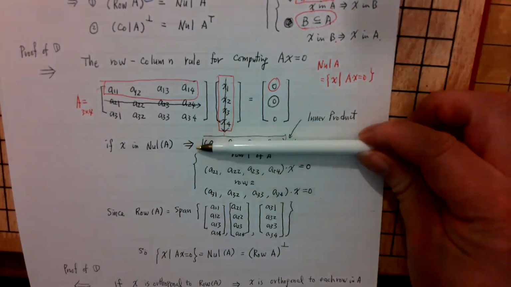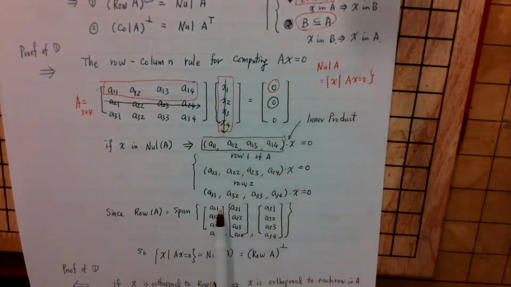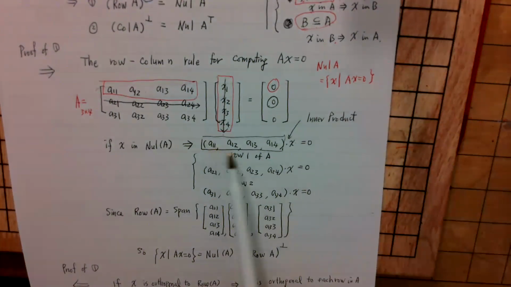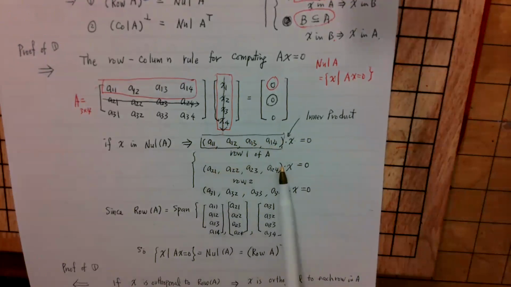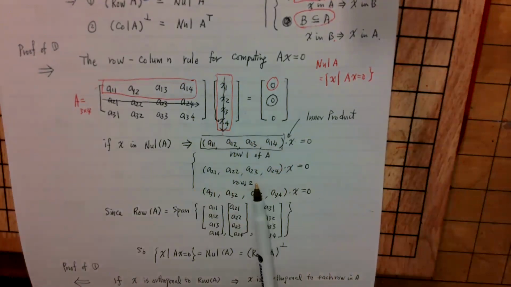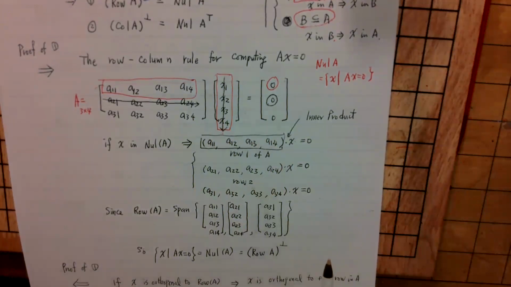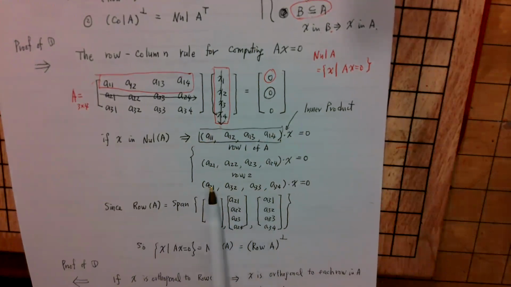So this one, it's transposed. I can write it like this: a11, a12, a13, a14 is this vector here. This row I transpose becomes this vector. This row I transpose becomes this vector. Okay? Are you with me? So the row space of A is spanned by these three vectors.